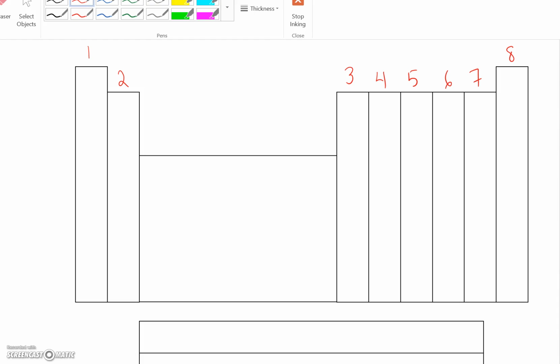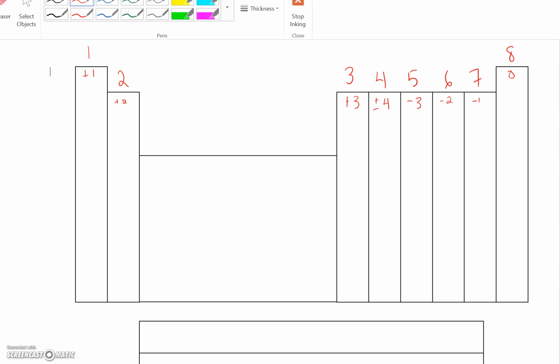We've also learned the charges of these groups. And so I'm just going to stick them here. +1, +2, +3. We've learned this group is plus or minus 4, but we don't really use it in compounds that way. -3, -2, -1, and 0.